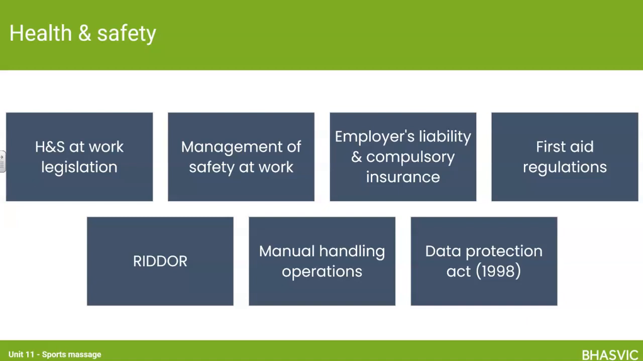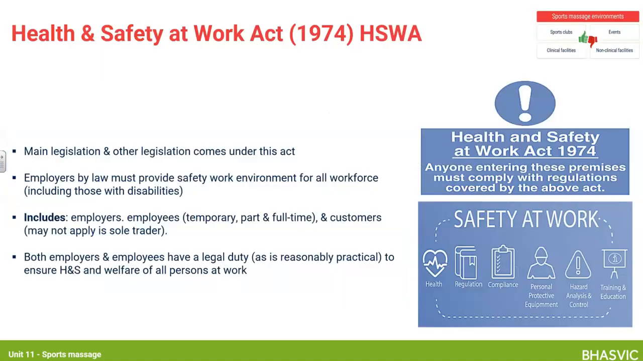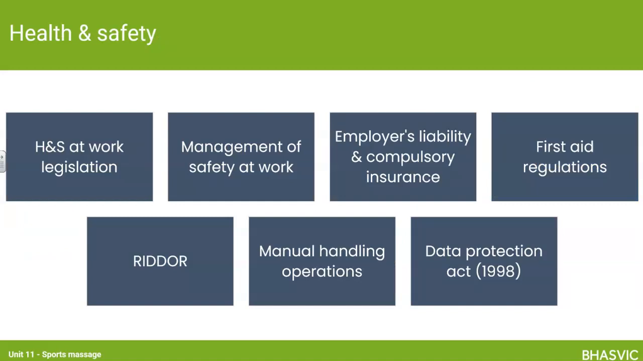In terms of health and safety, there are, as you can see, about 7 different potential aspects you could look at, and I suggest that you give a sense of a variety of these in detail rather than all in detail in your work. So we've got health and safety at work legislation, so the Act. We've got management of safety at work. We've got employers' liability and compulsory insurance, so insurances. We've got first aid regulations, RIDDOR, manual handling operations.